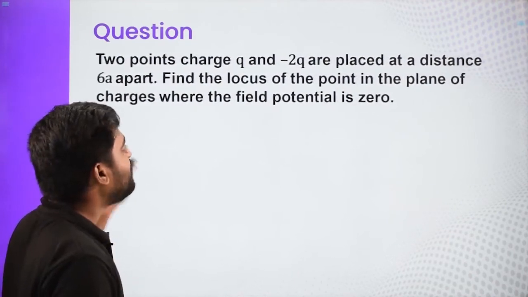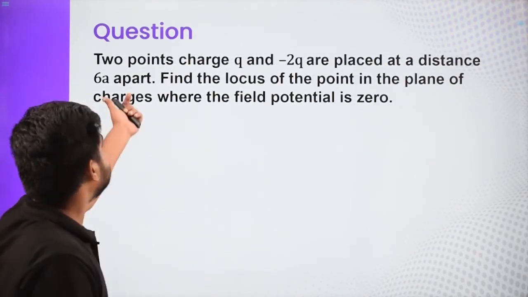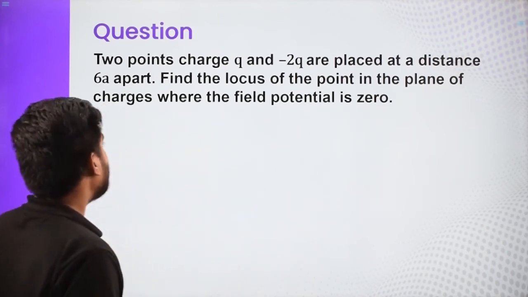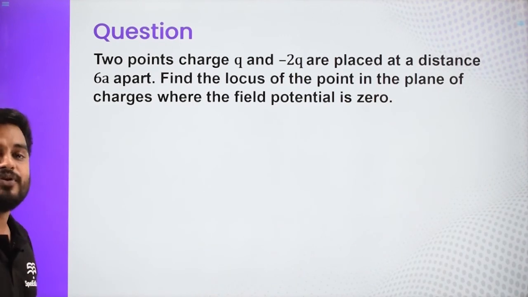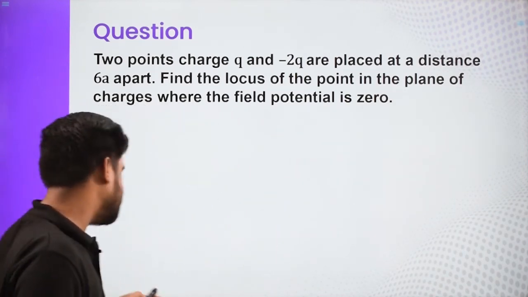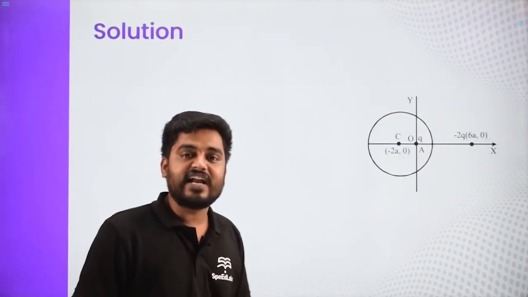Now let us do a question. This question says that 2 point charges q and minus 2q are placed at a distance of 6a apart. Find the locus of the points in the plane of the charges where the field potential is 0. So in the plane of the charges, we need to get the locus of those points which have 0 potential.